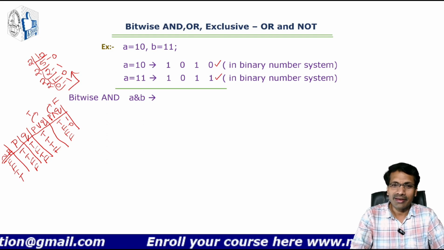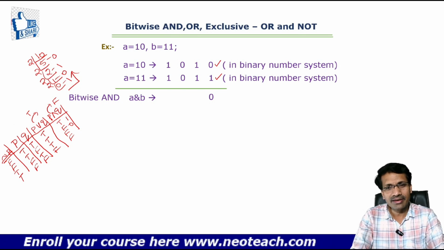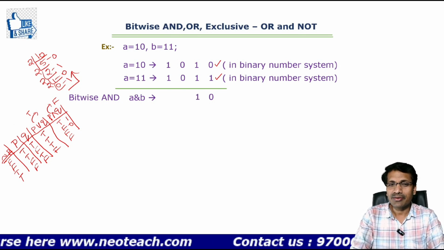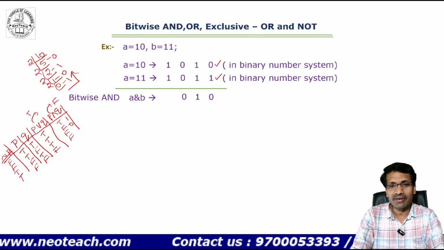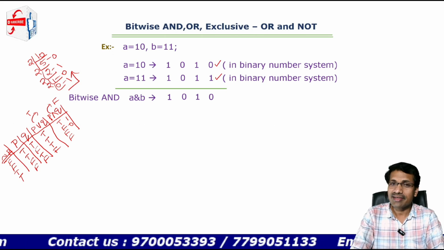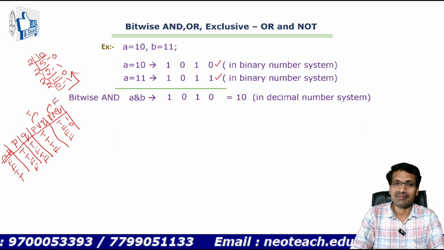0 and 1 will get 0 because it is false. False and true will get false. Next, 1 and 1 will get 1, and 0 and 0 will get 0. 1 and 1 means true and true will get true, which means 1. Like this, 1010, its equivalent value is 10 in the decimal number system, right?